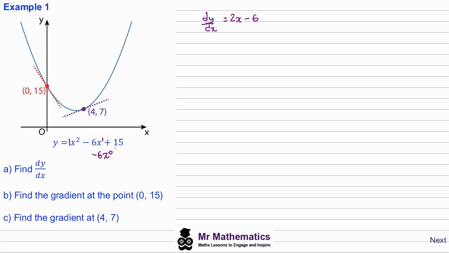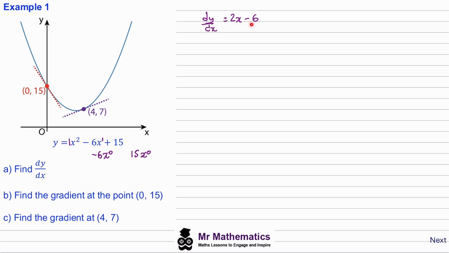And when we differentiate the 15, well, this is 15x to the 0, because x to the 0 is 1. When we multiply the power 0 by the 15, we get 0. So this constant of 15 term will just go. So we're left with dy by dx is equal to 2x minus 6. And this is the gradient function of this curve.